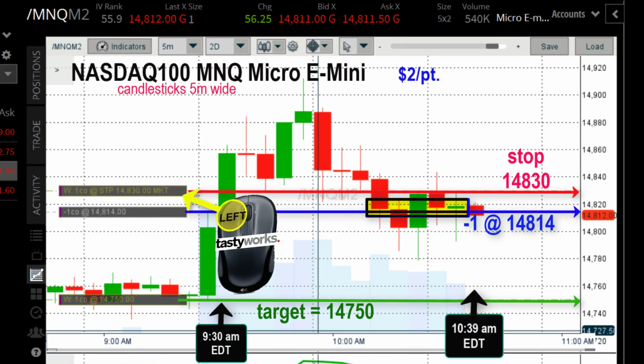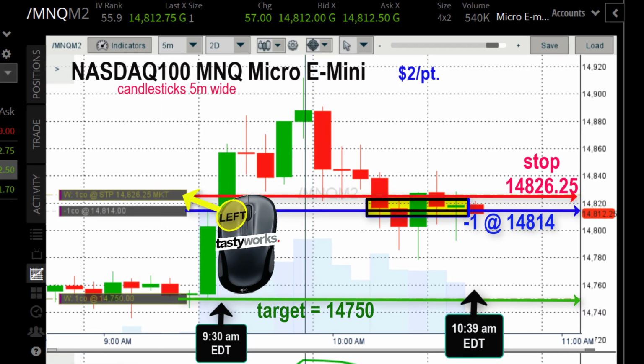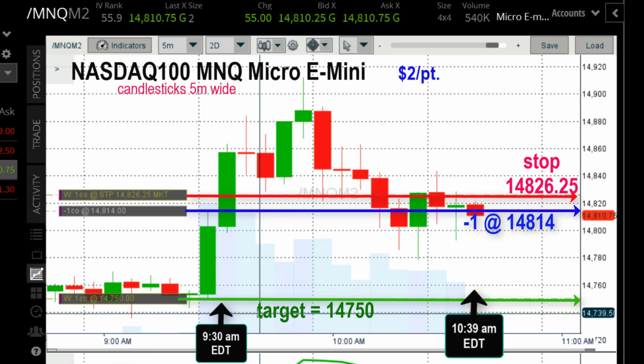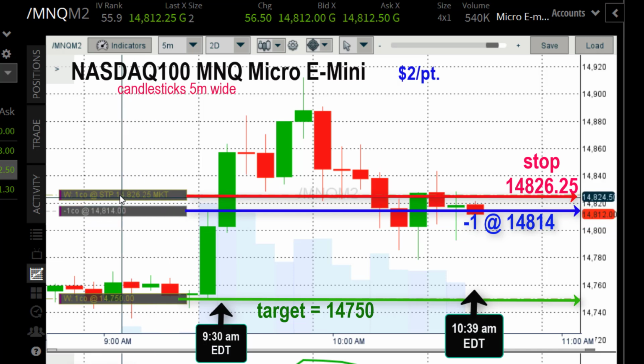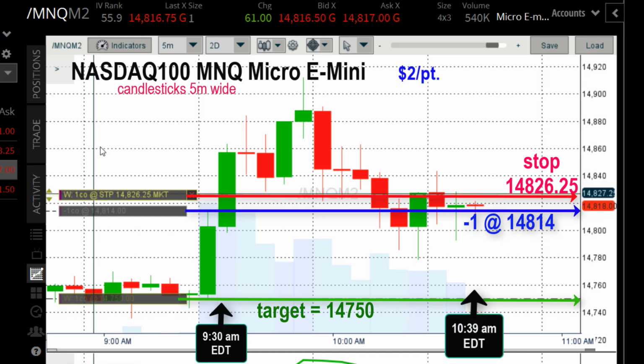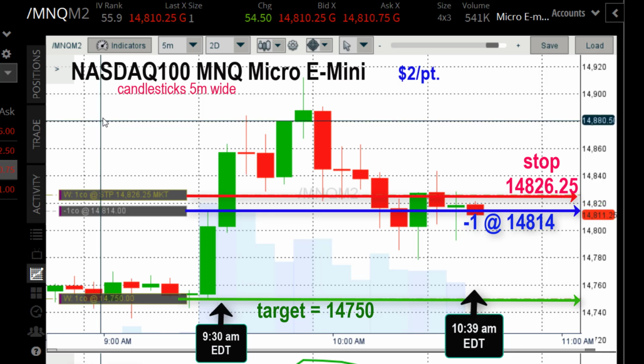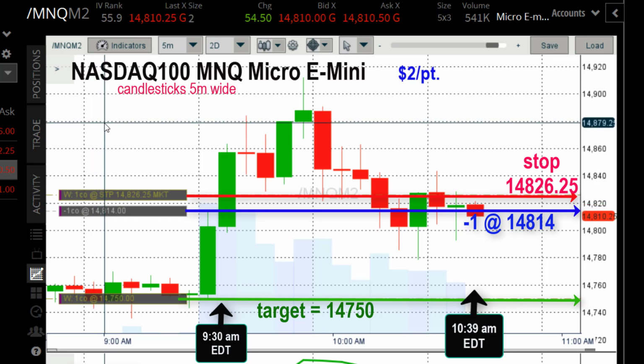I moved my stop down to 14,826 and a quarter, and that would be 12 and a quarter points. So that's a $24.50 stop. It was up at $32, you recall. 14,814.50, 819. It's just going up and down and yet going nowhere.